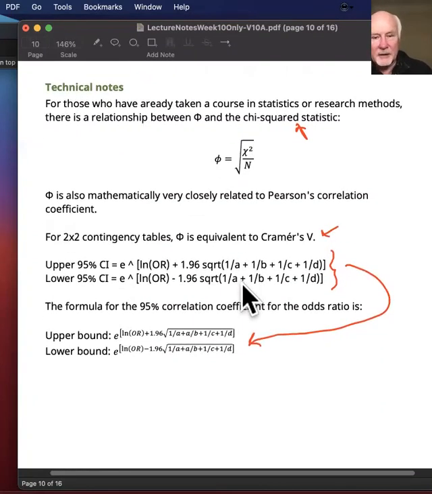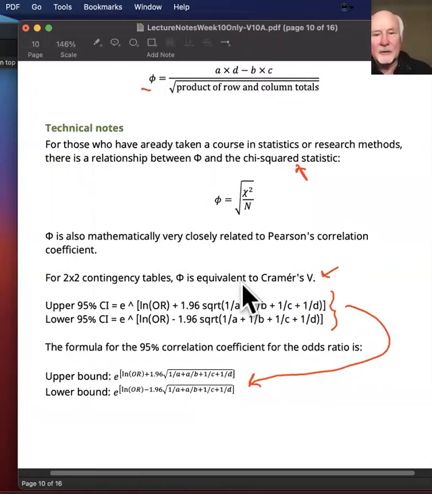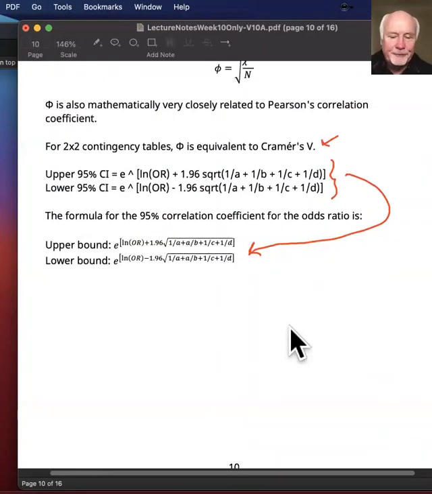Next week I'll show you yet another way to look at these, which is using proportions, but we won't worry about that now.